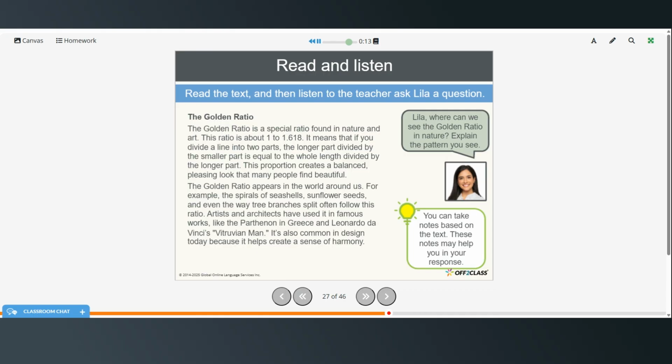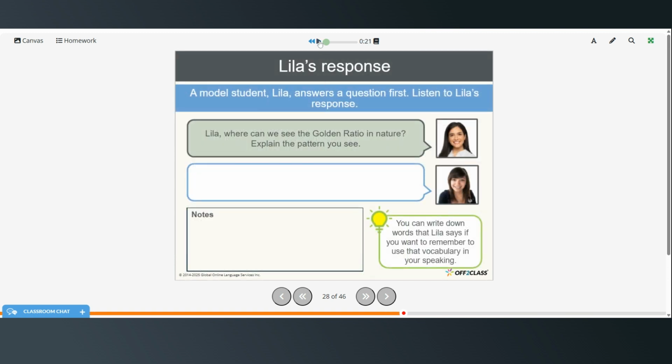Now listen to the teacher ask Leela a question. Leela, where can we see the golden ratio in nature? Explain the pattern you see. Now listen to how Leela answers the question. The golden ratio can be seen in a seashell. The spiral gets bigger but follows the same pattern, making it look balanced and beautiful.